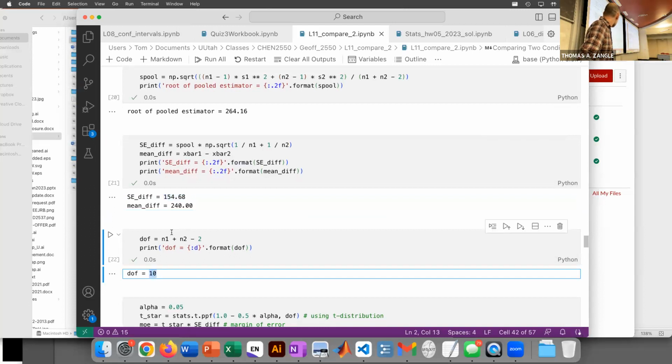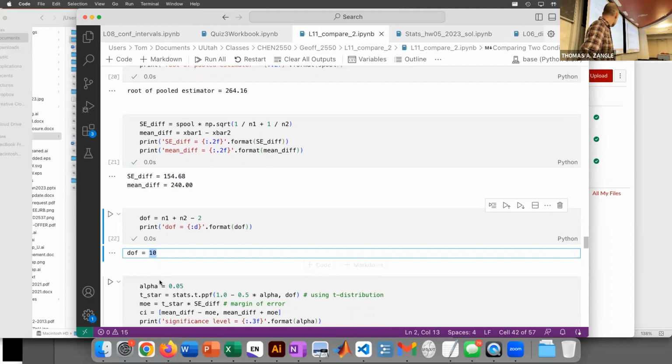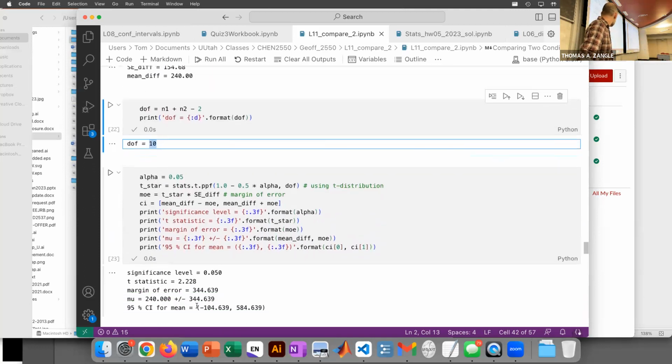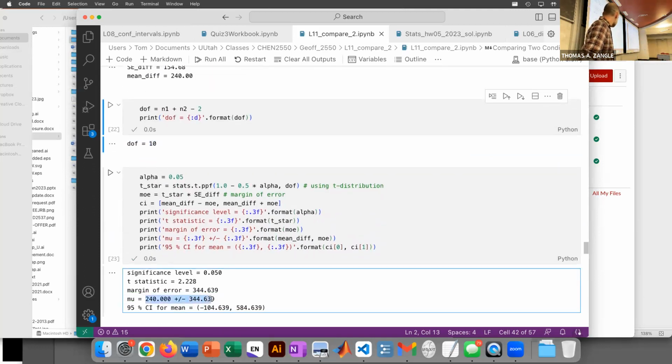We have our degrees of freedom is n1 plus n2 minus 2. So simpler to calculate than that formula that we had for unequal variance. In this case, we end up with degrees of freedom of 10. And we then compute, again, a 95% confidence interval on the mean. We do that here at an alpha level of 0.05.